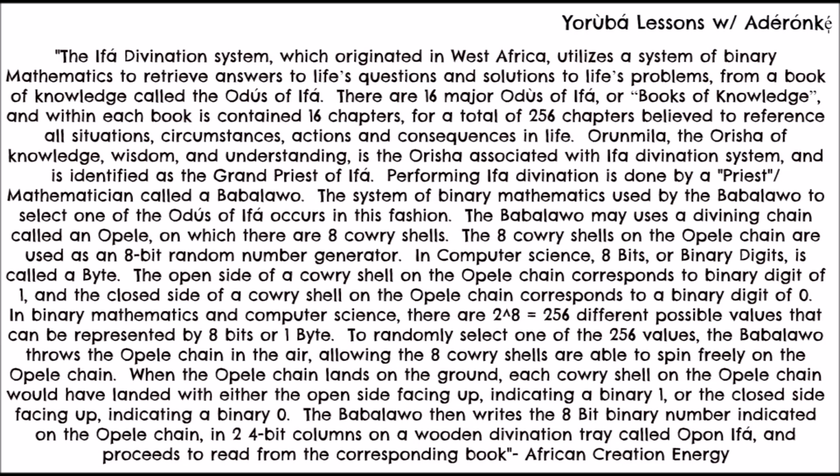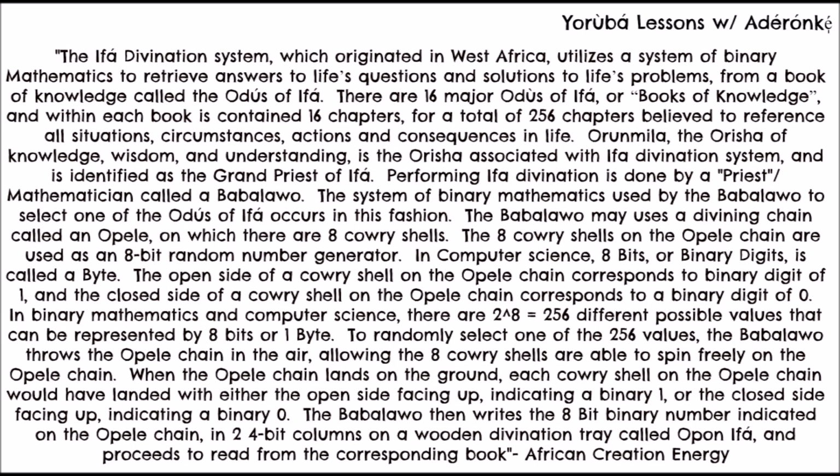In computer science, 8 bits or binary digits is called a byte. The open side of a cowrie shell on the Okpele chain corresponds to a binary digit of 1, and the closed side of a cowrie shell on the Okpele chain corresponds to a binary digit of 0. In binary mathematics and computer science, there are 2 to the power of 8 equals 256 different possible values that can be represented by 8 bits or 1 byte.